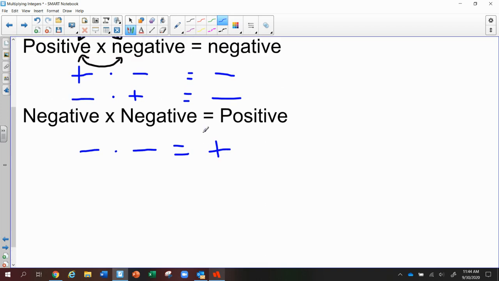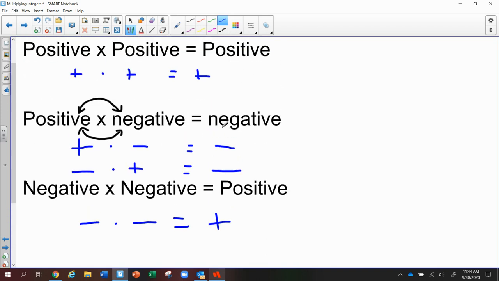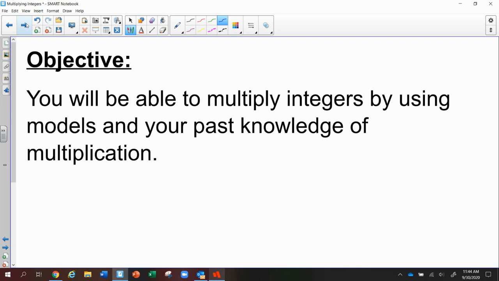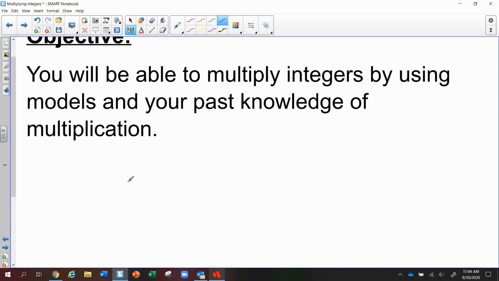So this is true for any number. An easy way to remember it is if they're the same sign, it's positive. If the factors are opposite signs, then the answer is negative. So hopefully we're able to multiply integers by using those models and our past knowledge of multiplication. We should just be able to be looking at some basic integers and solving by using that knowledge of multiplication, right?